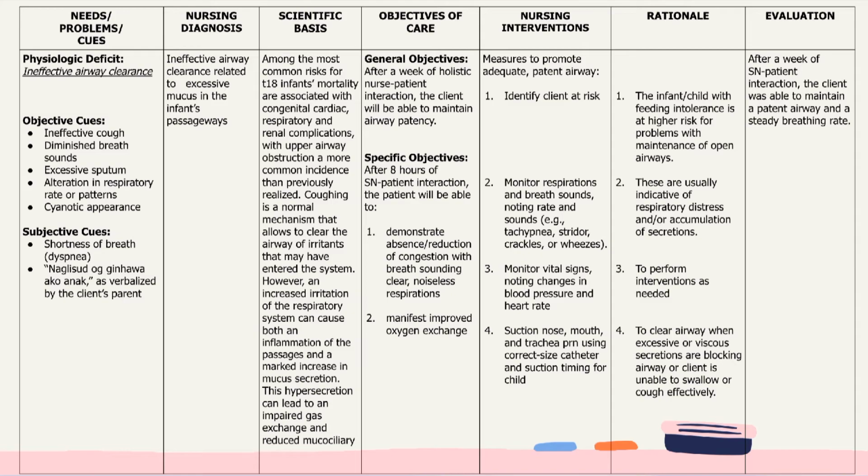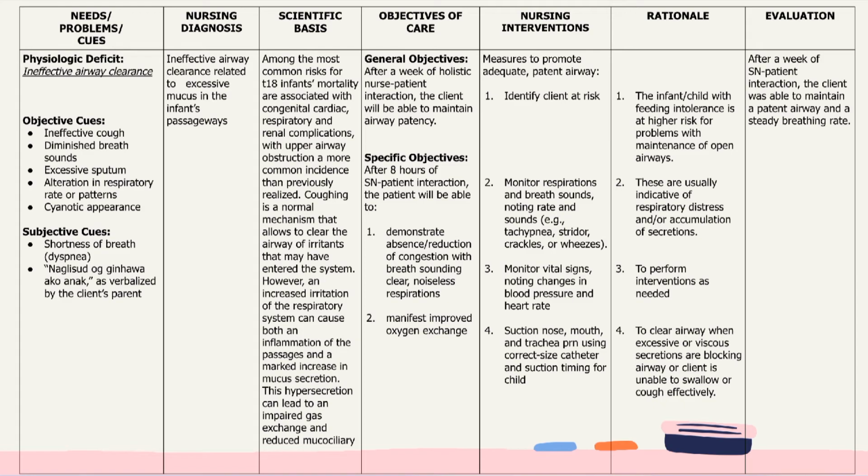Objectives of care: we have both general and specific objectives. For the general objective, after a week of holistic nurse to patient interaction, the client will be able to maintain airway patency. Next, for the specific objectives, after 8 hours of student nurse to patient care, the patient will be able to demonstrate absence or reduction of congestion, with clear breath sounds, noiseless respirations, and manifest improved oxygen exchange.